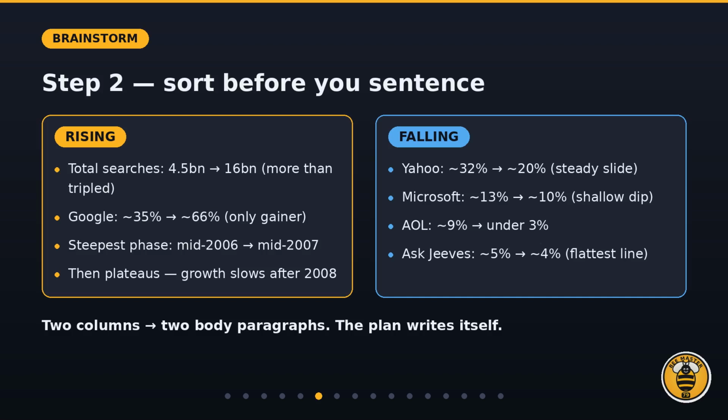Step 2. Sort before you write sentences. Split every line into 2 groups, what rises and what falls. On the left, the risers. Total search is more than triple. Google is the only engine to gain share, with its steepest climb between the middle of 2006 and the middle of 2007. On the right, the fallers. Yahoo slides steadily. Microsoft dips only slightly. AOL and Ask Jeeves stay low and drift down. This 2-column sort becomes your 2-body paragraphs. That is the whole plan already done.